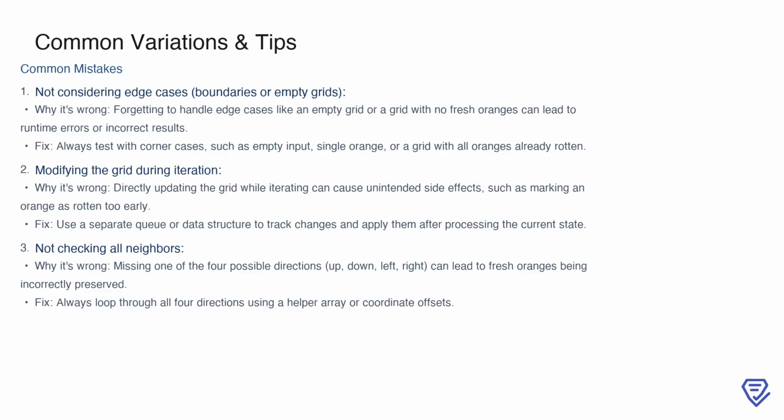Another common issue is modifying the grid while iterating through it. This can create unintended side effects, like prematurely marking an orange as rotten, which then affects subsequent iterations. A better approach is to use a separate queue or data structure to track changes and apply them only after processing the current state. Lastly, failing to check all neighbors, such as missing one of the 4 possible directions: up, down, left, or right, can result in fresh oranges being incorrectly preserved. To avoid this, always ensure you loop through all 4 directions, using either a helper array or coordinate offsets to simplify the implementation.